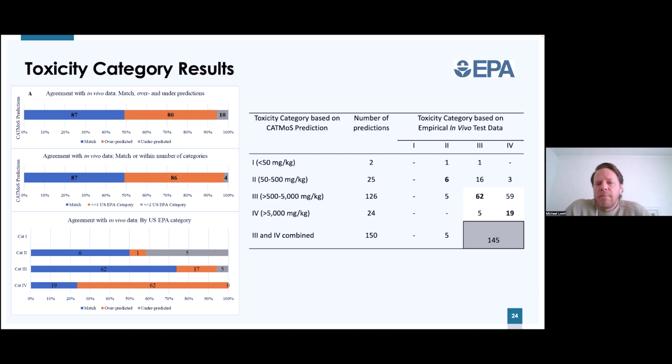This can be seen in the gray box, which shows that 145 of the chemicals identified as category 3 or 4 with empirical data, shown in the last two columns, were predicted by CAPMOS to be either of those categories as well, as shown in the far left column. 6% of the category 3 chemicals were underpredicted as category 4. From a regulatory standpoint, the overpredictions of category 4 as the more toxic category 3 would be acceptable if it's also acceptable to the registrant.